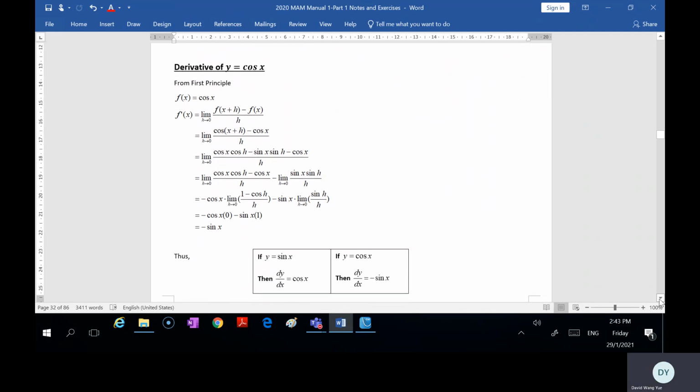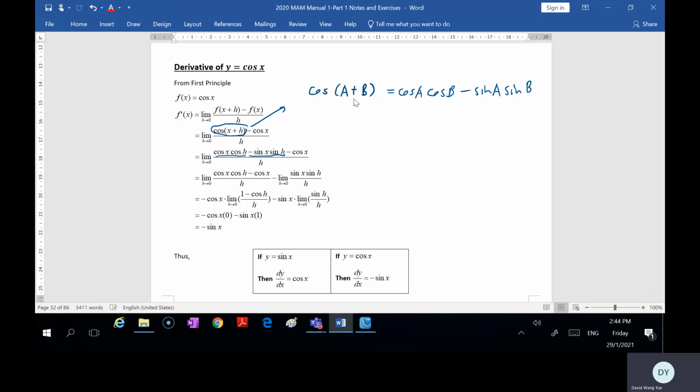Same for the second one. f(x) equals cosine x. F prime x equals the limit of cosine(x plus h) minus cosine x, over h. And then for cosine(x plus h), once again we use the compound angle formula. Cosine(A plus B) is cosine A cosine B minus sine A sine B. That's why we have cosine x cosine h minus sine x sine h.